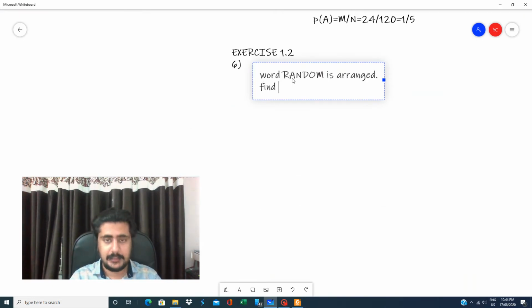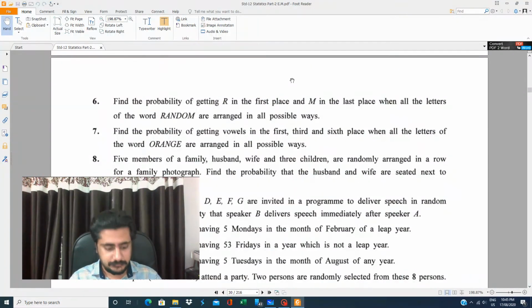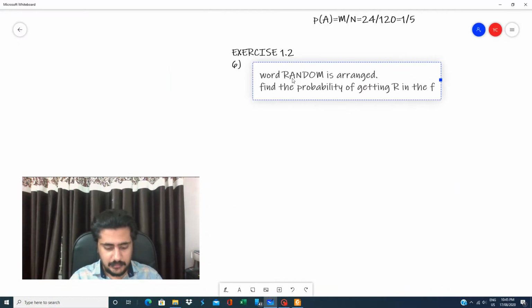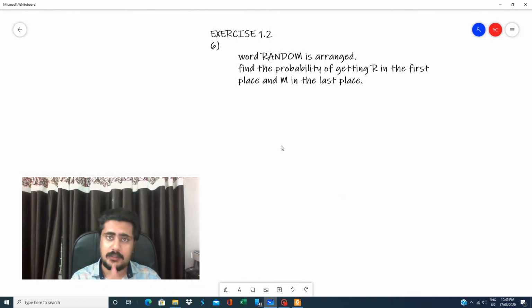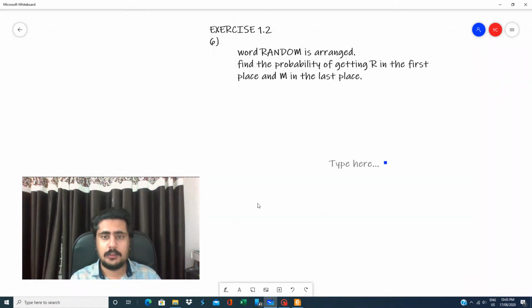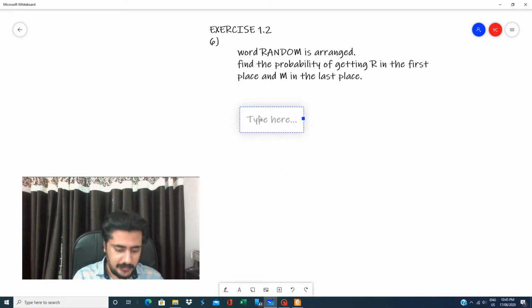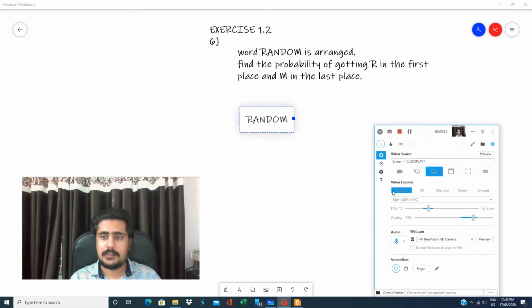You have to find the probability of getting R in the first place and M in the last place. So in this question there are two conditions. They want R in the first place and M in the last place. First of all, we'll arrange this word RANDOM.